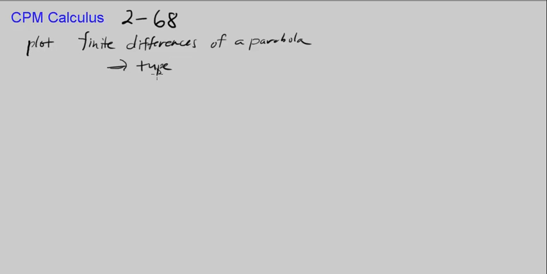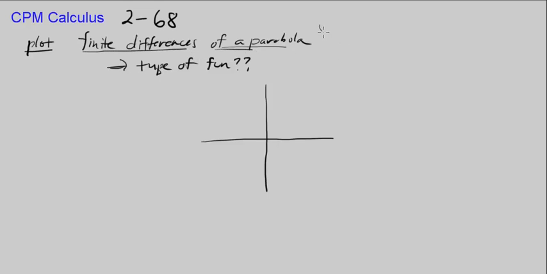So, type of function. Okay, so first of all, plot. What's a plot? Well, we know we want to graph it. So we need our x and our y axis, right? We want to plot a parabola. No, we want to plot the finite differences of a parabola. We know a parabola is like this or like this, it's our squared function.